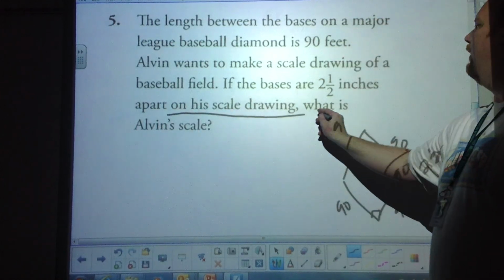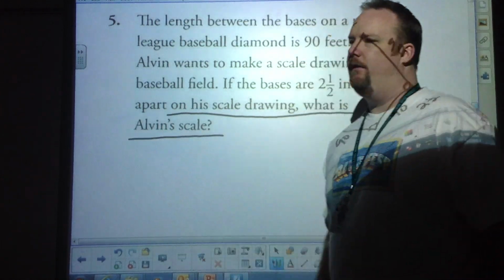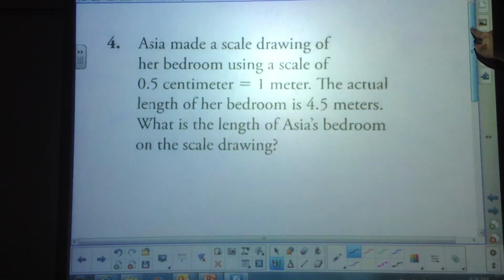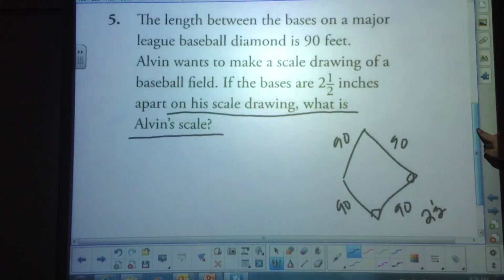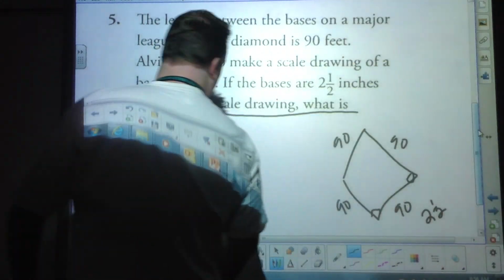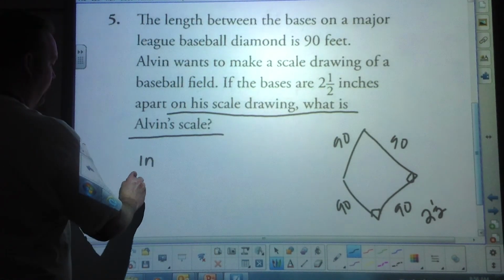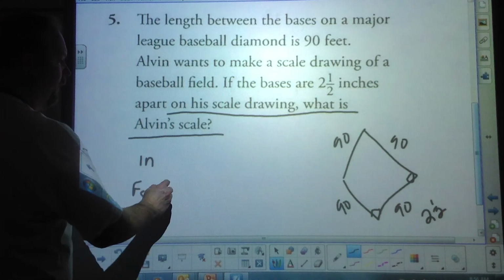What is his scale? So now, instead of me asking you to fill in the blanks with what are the measurements, I'm asking you to actually come up with a scale. So this is a little bit more difficult. All you have to do is remember this. And let's just say we're going to put inches over feet. Well, we know two of those.